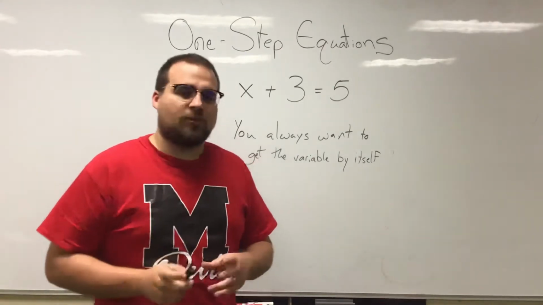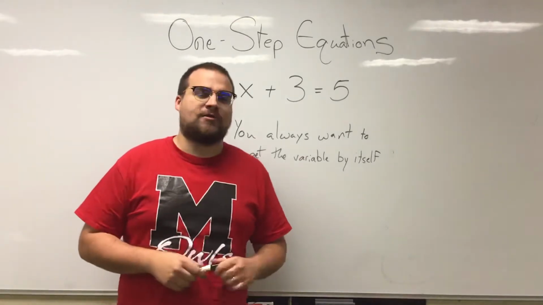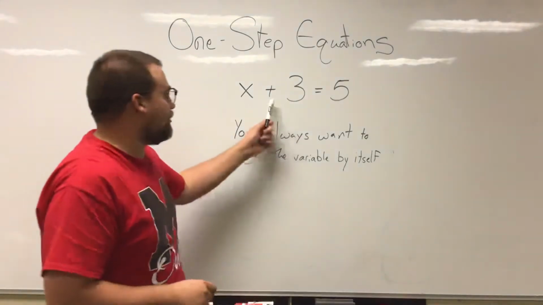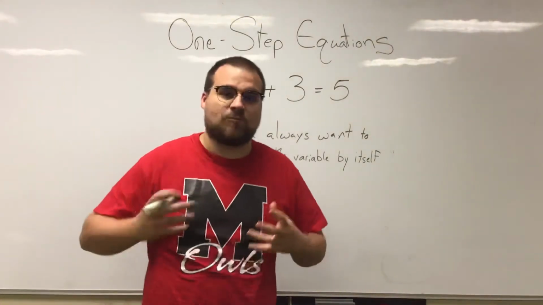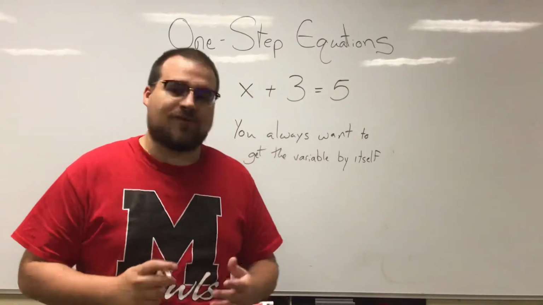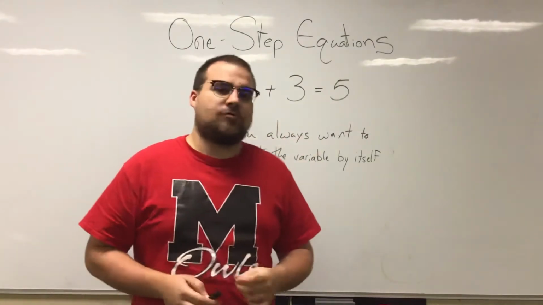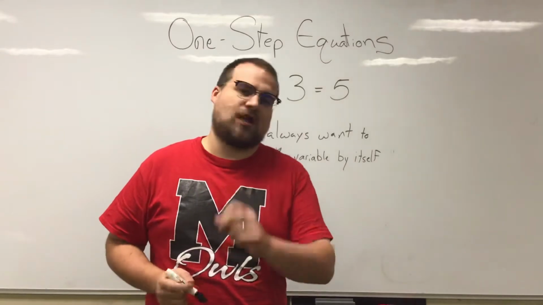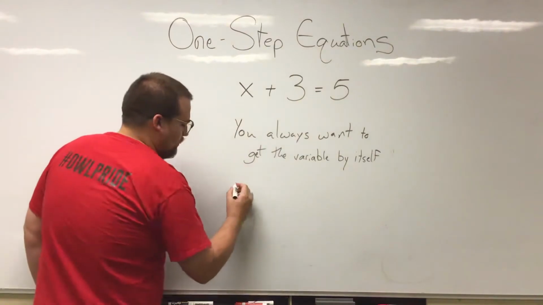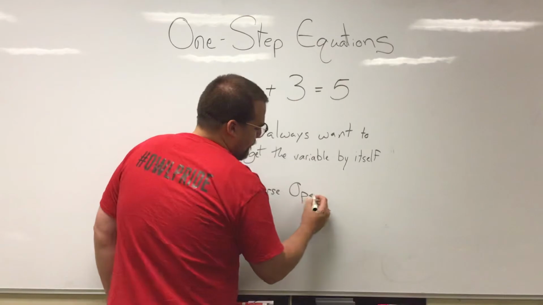Well, you'll notice there's currently something with the variable on that same side of the equal sign, right? What's over there with the variable? That plus 3. That plus 3 is what we want to figure out how to get rid of. Now, to get rid of anything that is with our variable, we have to do something called an inverse operation. I'm going to write that down up here for us too. An inverse operation.